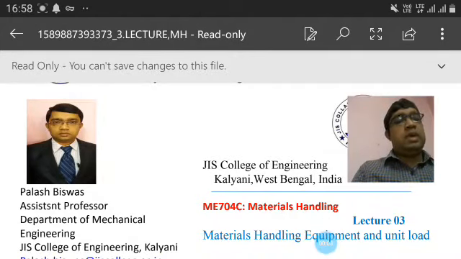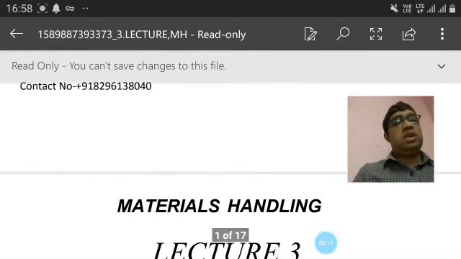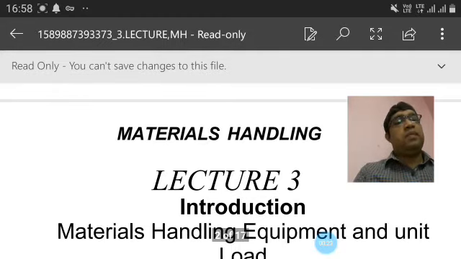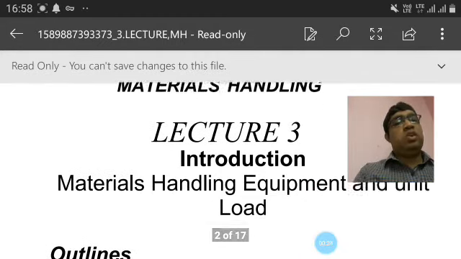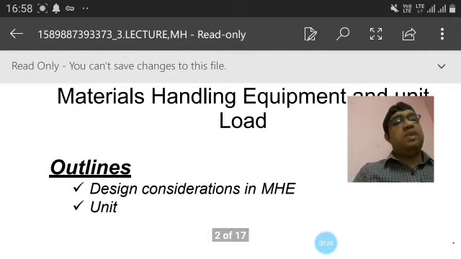In the previous classes we discussed the basic materials handling equipment, and this is my third lecture. We have to discuss the materials handling equipment and unit load. When you read about materials handling equipment, a few outlines will be required: the materials handling equipment and unit loads, and the basic considerations of materials handling equipment and also the unit load.